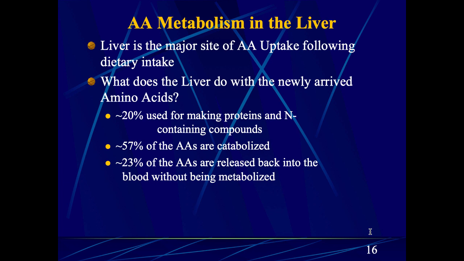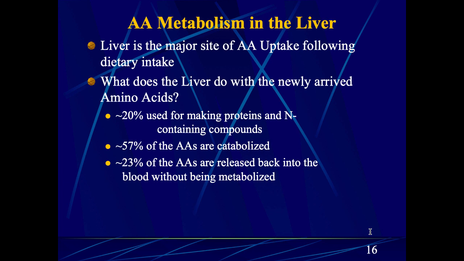The next one is maybe the most surprising. 57% of the amino acids are catabolized. Almost 60% of that protein that I ate that got to the liver, the amino acids are broken down. And so what that means is, let's say we have a generic amino acid. The amino acid is broken apart. It's catabolized, the amino acid itself. What good does that do us? It provides carbon sources and a nitrogen source.